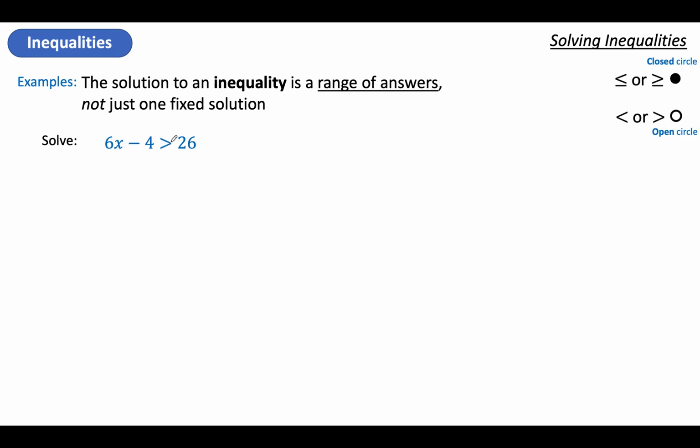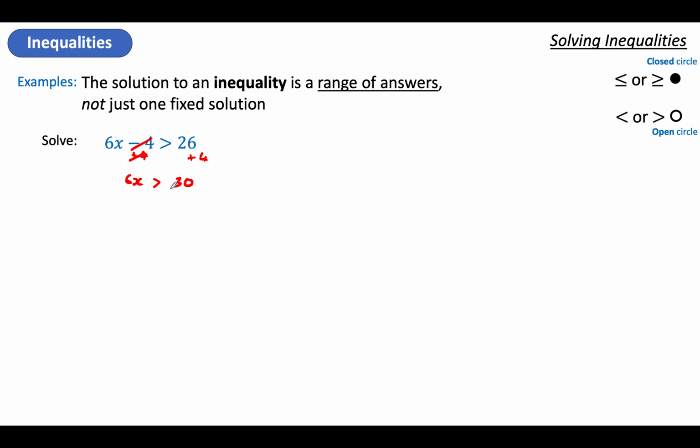Now, if this was an equal sign in here, I would, first of all, deal with the -4, right? I'm going to add 4 to both sides of my equation. And then 4 take away 4 is nothing. So the left-hand side is 6x, and the right-hand side is 30. Now, all I'm going to do here is just use the same sign that's in the question. Greater than. So 6x is greater than 30.